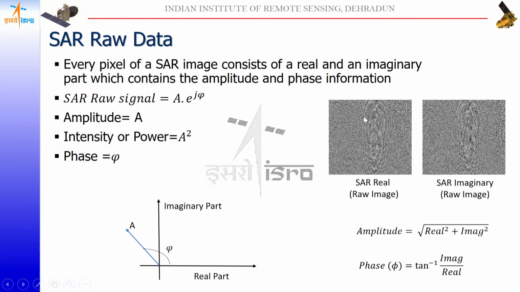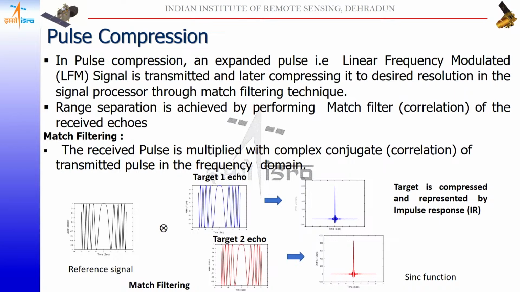From the real and imaginary, we can calculate the amplitude. Amplitude is just the square root of real square plus imaginary square, and phase is given by tan inverse of imaginary by real. Okay, so in this way, from the complex data we can calculate the amplitude and phase. Amplitude is mostly used to visualize the image, and phase is used for applications like polarimetry and interferometry.